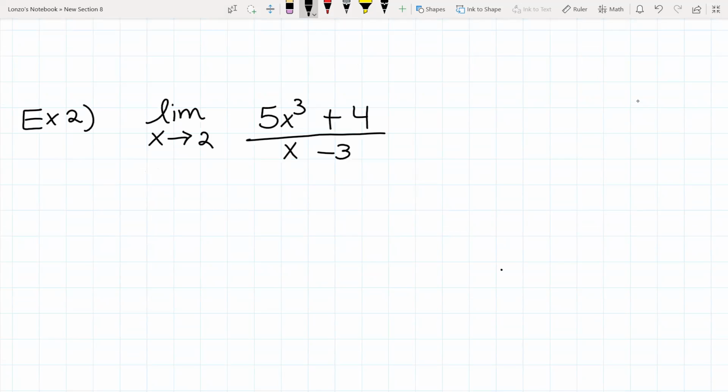Let's do example 2. So example 2 is very similar to example 1. If we replace x with 2, it would work because you're not going to get infinity over infinity, and the bottom will not get a 0, so that's why it would work. So that's what I'm going to do. I'm going to substitute x with 2.